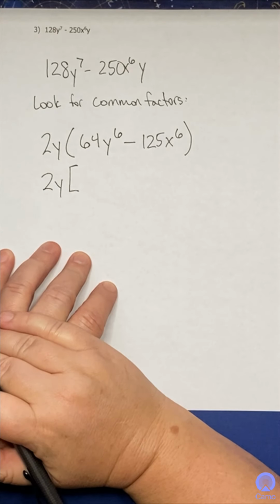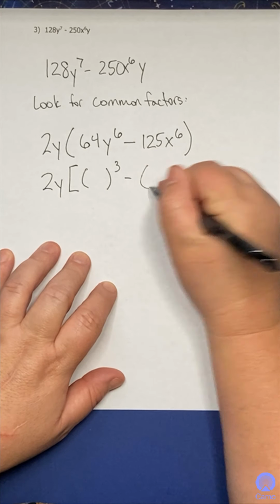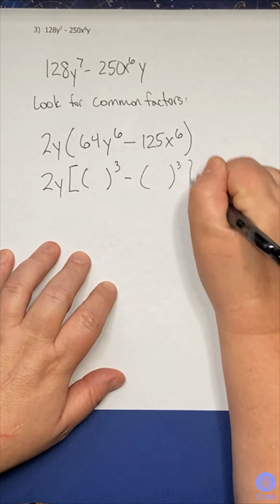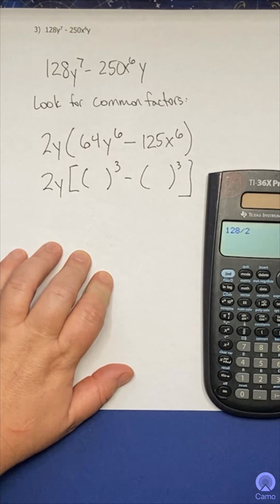I'm going to switch to brackets to make it easier. But I claim these really are perfect cubes. So let's look. 64. What is the cube root of 64?